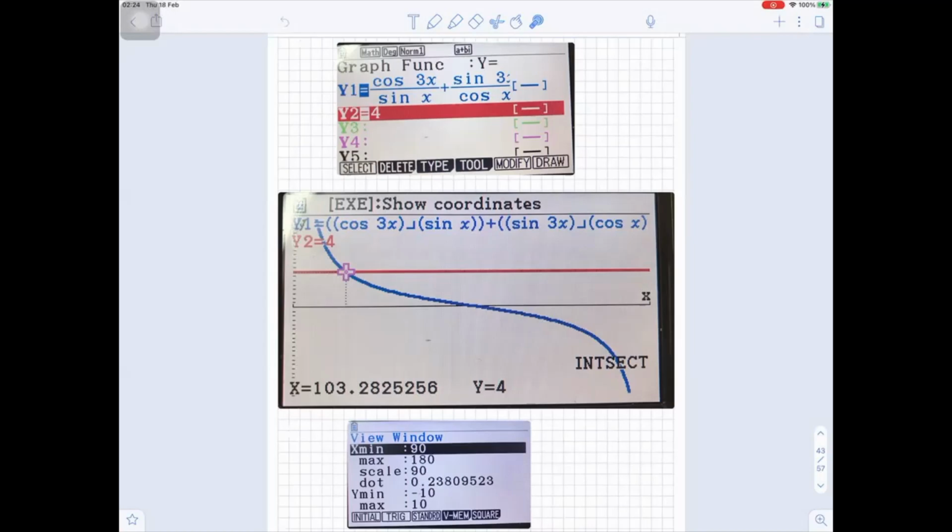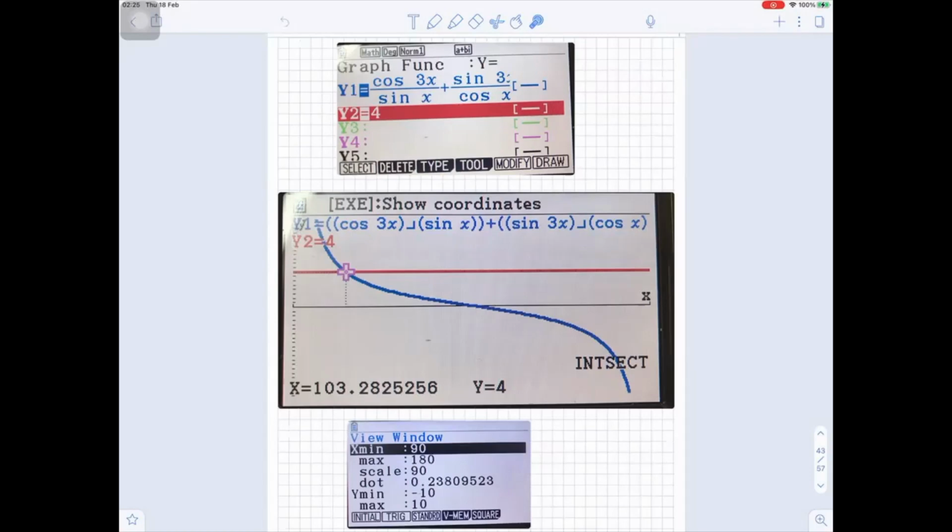So if you put that equation on the left-hand side, cos 3x over sine x plus sine 3x over cos x, that's the left-hand side, the y1. And you put y equals 4, the right-hand side. So you've got the left-hand side for the first graph, the right-hand side for the second graph, and you want to find where they meet.